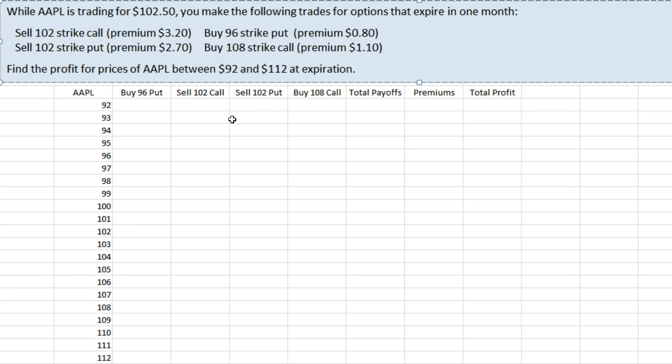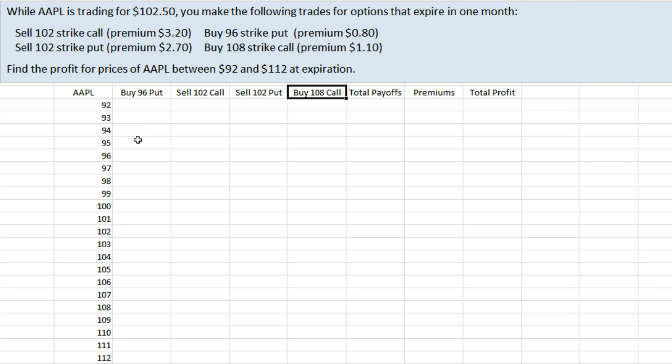So the first thing, when there are multiple options positions, you want to first not panic, and second, list them each out separately and treat them one at a time, and in the end, put them all together. So I happen to have listed them by increasing strike price, 96, 102, 102, and 108. It doesn't matter which one you do first, but that's the way I've written them here.